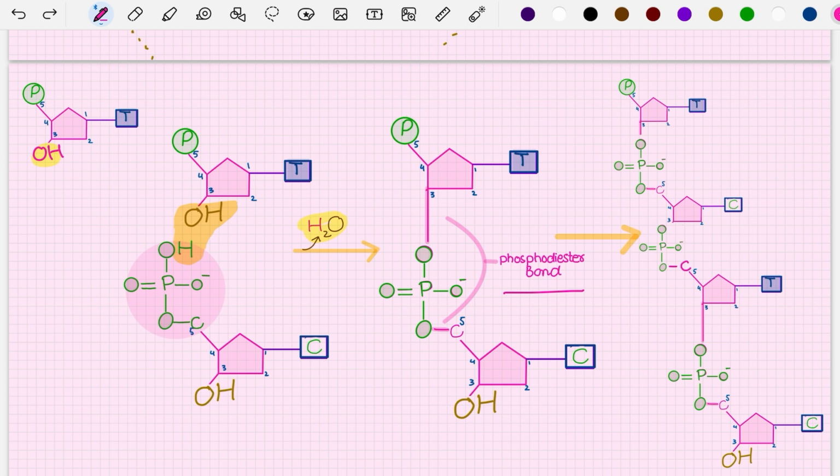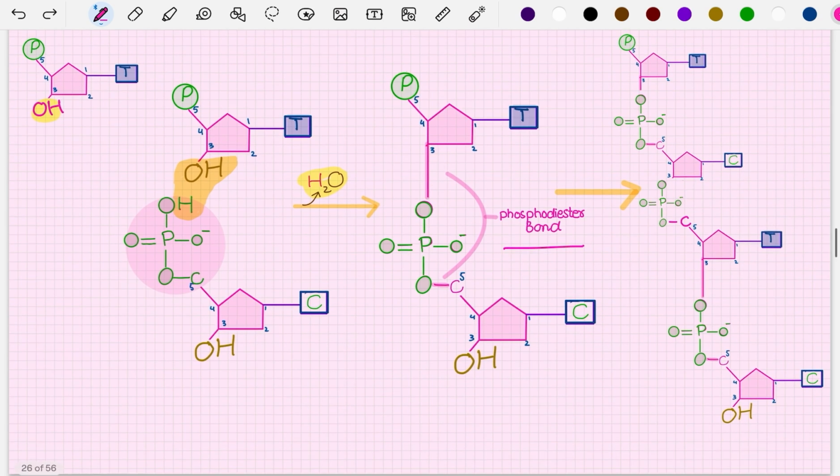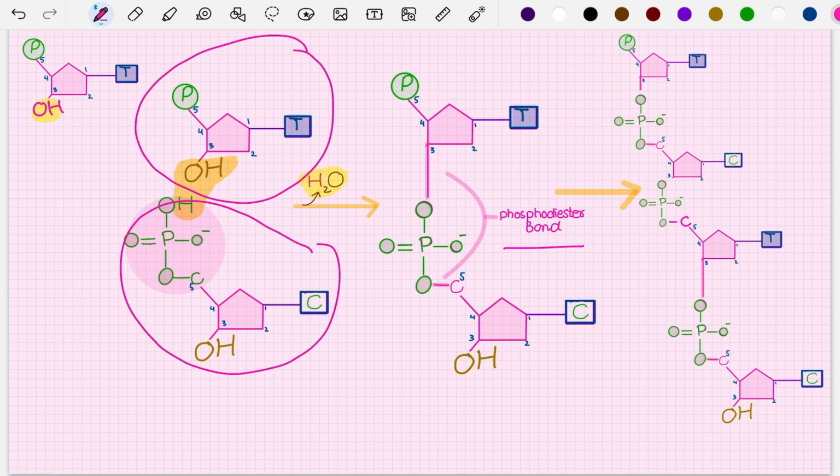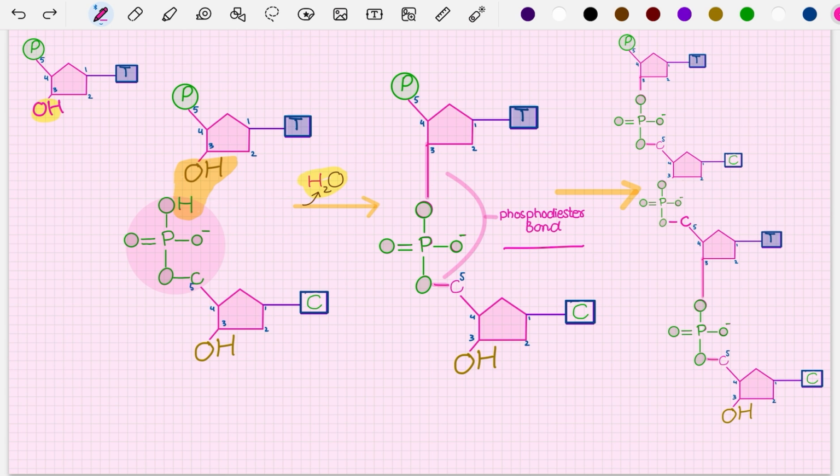Because the phosphate connects two sugars through two ester bonds, it is called a phosphodiester bond. We will discuss what it is. So this is the structure of a single nucleotide and this is the structure of another nucleotide. Here you can see that a bond forms between carbon number 3 of one nucleotide and carbon number 5 of the adjacent nucleotide.